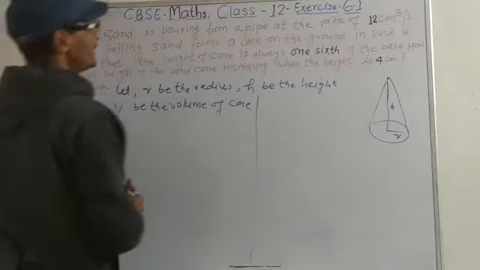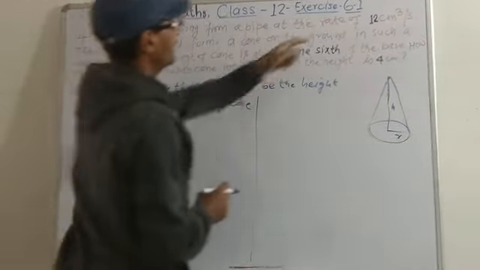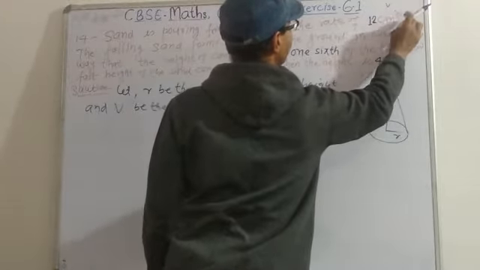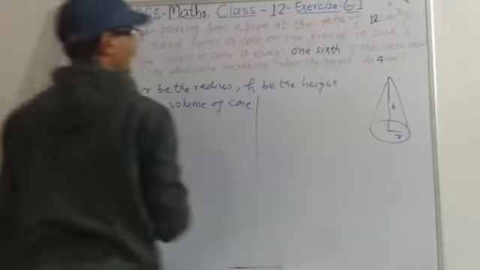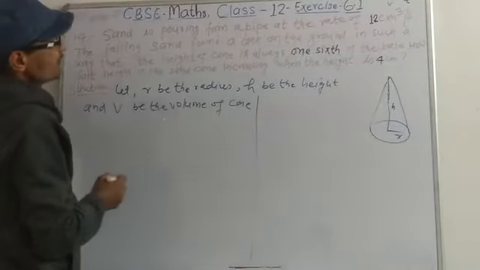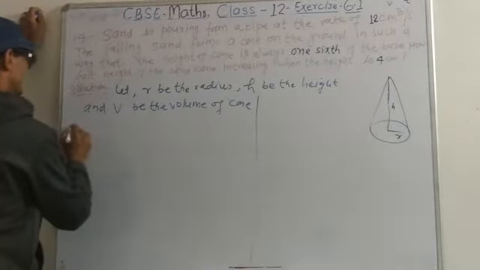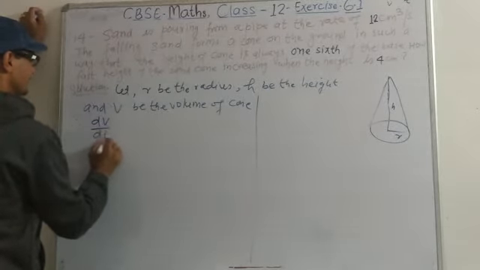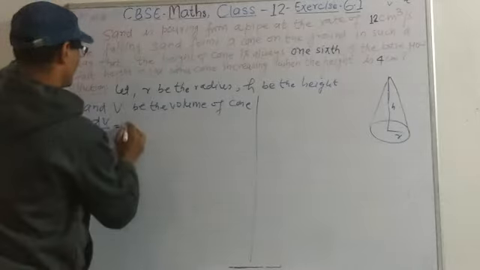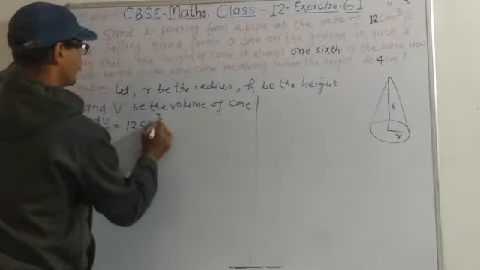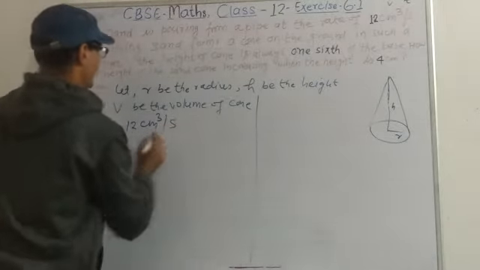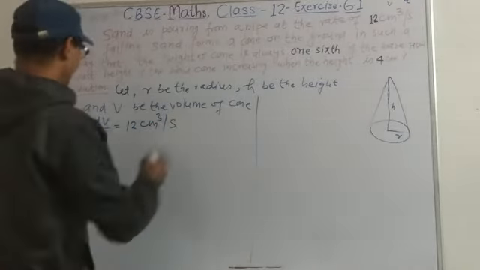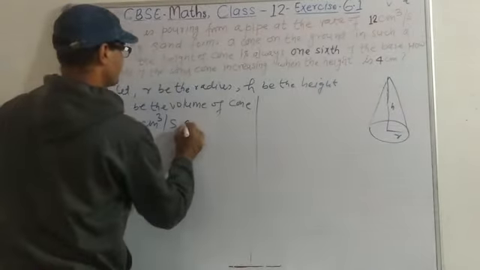So what is the first thing given here? Sand is pouring from a pipe at the rate of 12 cm³. That means it is volume and it is time. That means the rate of change of volume, written as dV by dt, is given as 12 cm³ per second. This is the unit of volume, and this is time. It is given.